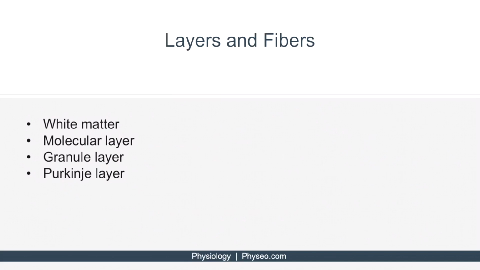So now let's talk about the layers and the fibers of the cerebellum. We have the white matter in the center, and then there's the molecular layer, the granule layer, and the Purkinje layer.